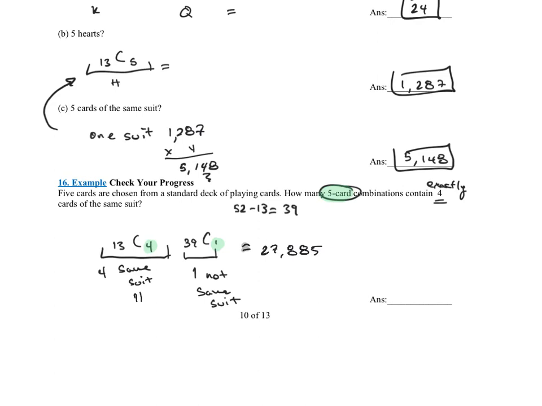But this would be if the suit was, for instance, hearts. So how could I do it if it were spades and then clubs and then any of the other suits? It seems to me like we should take that number and multiply it times 4. When we multiply that number times 4, I'm getting a total of 111,540 distinct ways of getting 4 cards from one suit and 1 card that's not from the same suit. So exactly 4 cards of one suit. So my answer is 111,540.